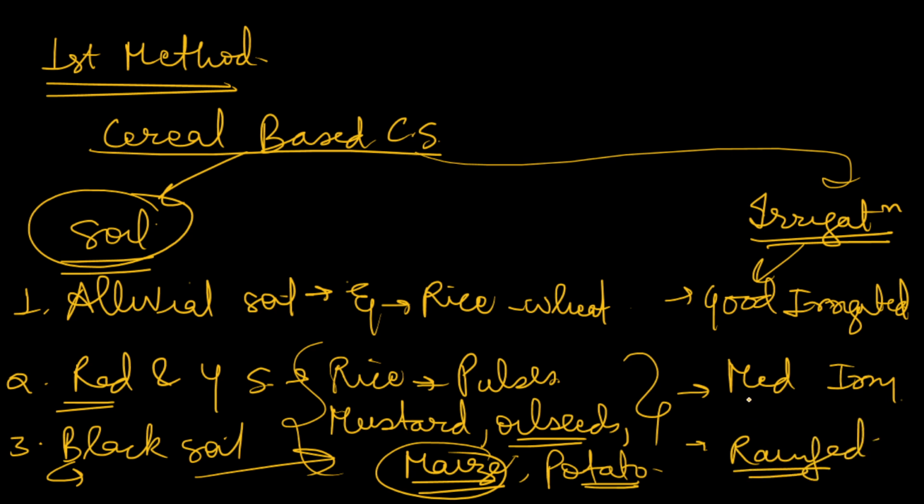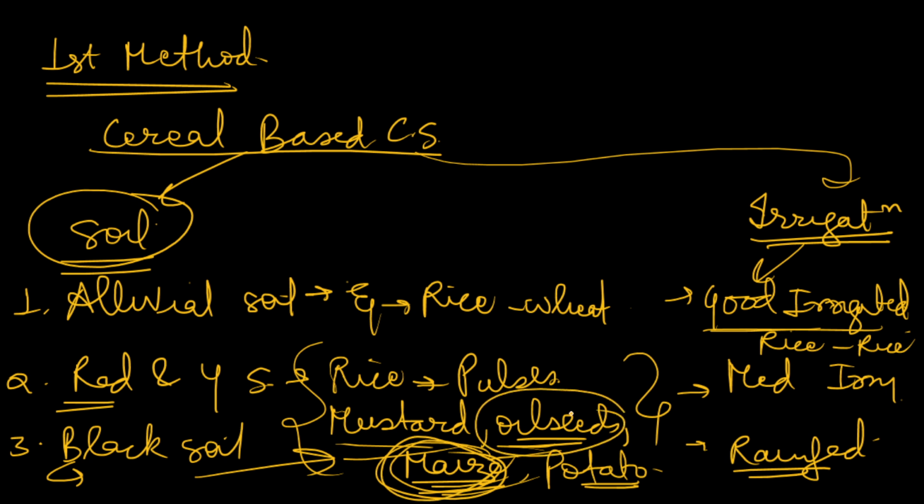And here you can mention in good irrigated rice, wheat. In medium irrigated, now you can add crops such as mustard, oilseeds, maize, all these things. In rain-fed, rice could be there, wheat could be there, but go for crops such as maize, potato. You can also add some millet based here, although the question asks for millet based separately, but you can, if you want to. So this is how you can structure.